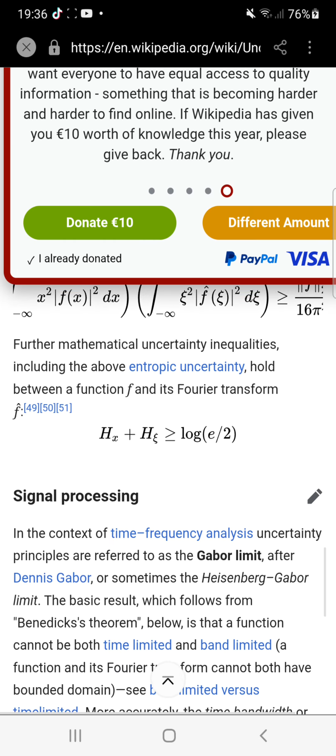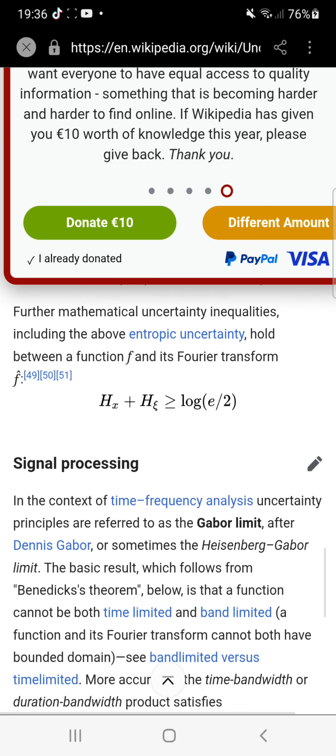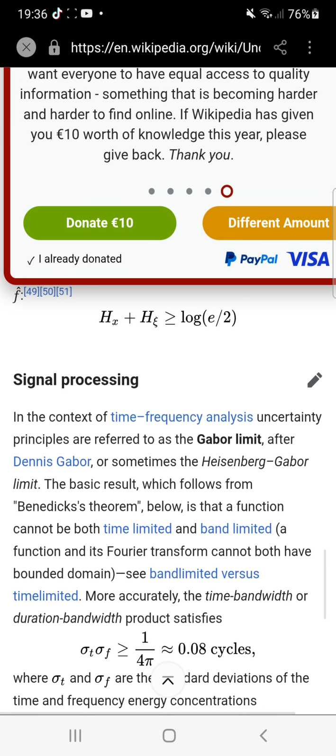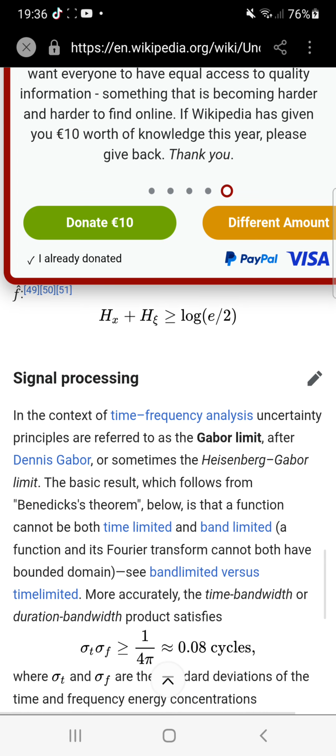Further, mathematical uncertainty inequalities, including the above entropic uncertainty, hold between a function f and its Fourier transform f hat: Hx plus Hξ greater than or equal to log e divided by 2.